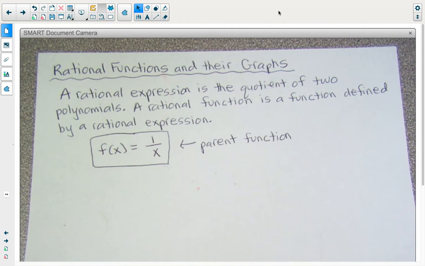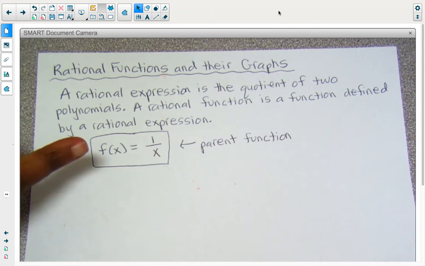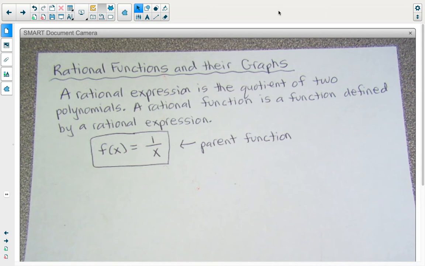So a rational expression is the quotient of two polynomials. A rational function is a function defined by a rational expression. So this f of x equals 1 over x. That is our basic rational function. So a rational function, think fraction form. I'm going to have a top and I'm going to have a bottom. So this is my most basic parent function, and this is a rational function.